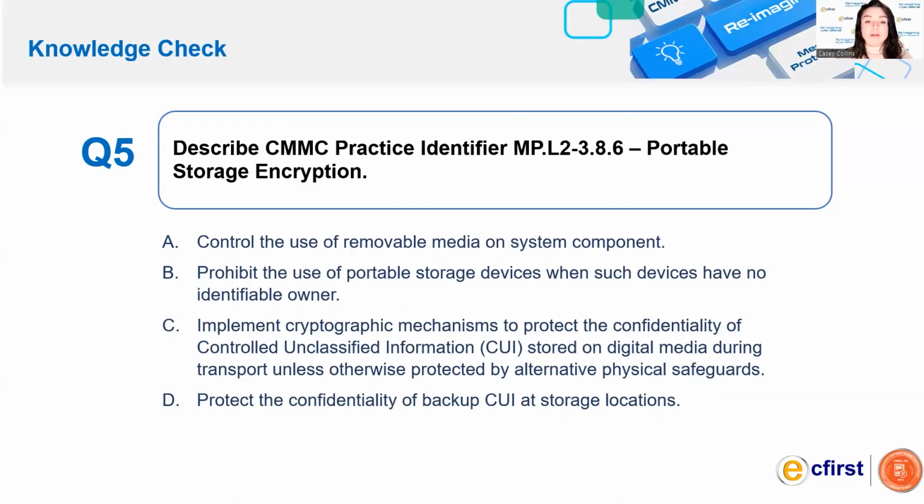And question 5, describe CMMC practice identifier portable storage encryption. That one can be found at MP.L2-3.8.6. And our answer for question 5 is C. Implement cryptographic mechanisms to protect the confidentiality of controlled unclassified information, or CUI, stored on digital media during transport unless otherwise protected by alternative physical safeguards.